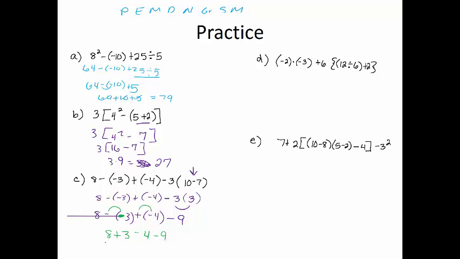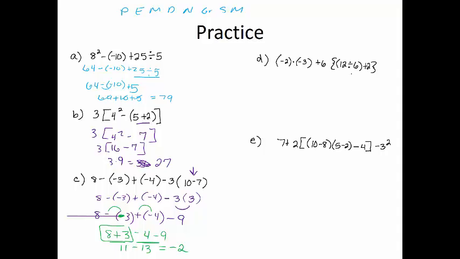Now we're going to group positives together and negatives together. That's already done for us. Now we'll do the same sign rule. 8 plus 3 is 11. Negative 4 and negative 9 is negative 13. Now we'll do the mixed sign rule. We have more negatives. How many more negatives? 2.